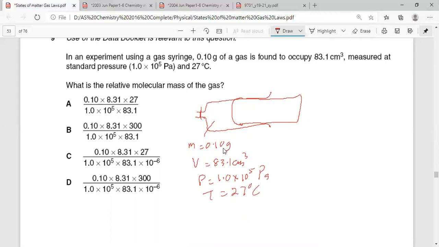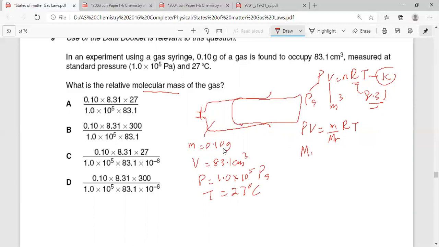Now remember to use PV equals nRT, the R given in your data book is 8.31. To use this value, your temperature must be in Kelvin, pressure must be in pascals, and volume must be in meter cube. Otherwise you cannot use it, so you've got to do your conversion properly. They ask you for the Mr, so you can convert this to PV equals m over Mr times RT. So Mr is equal to mRT over PV.